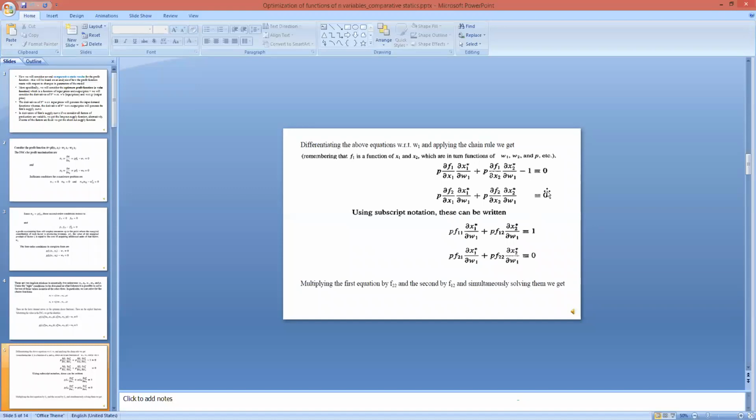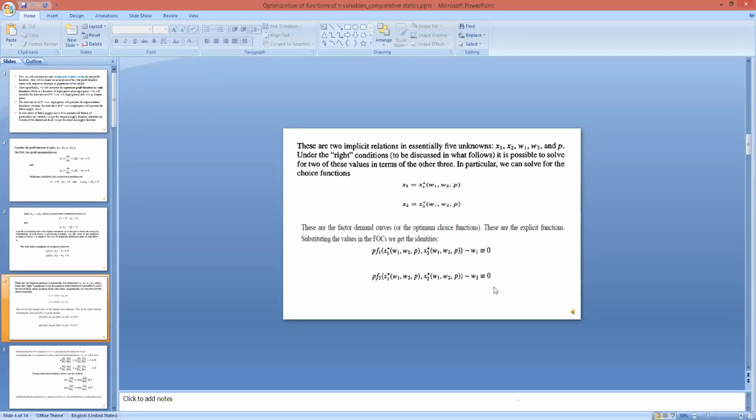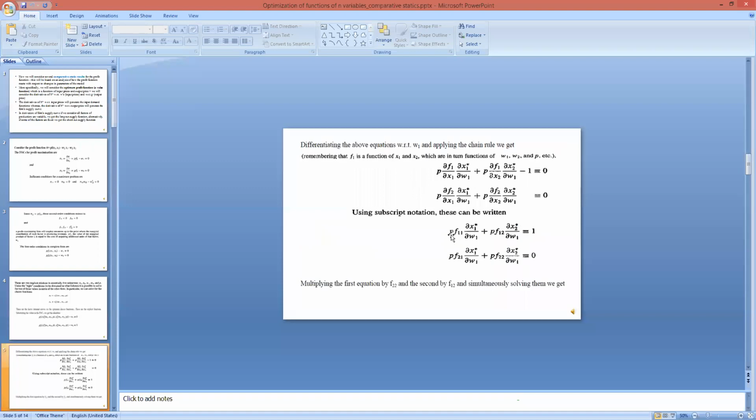Next, we are considering the second first order condition, P f2. Now, f2 is again a function of x1 star, x2 star, and x1 star and x2 star both are functions of w1, w2. So we are taking P del f2 del x1 star by del w1 plus P del f2 del x2 star by del w1. And here there is w2. So if you take derivative with respect to w1, naturally this will be equal to 0. So we are getting 2 terms out of the second first order condition.